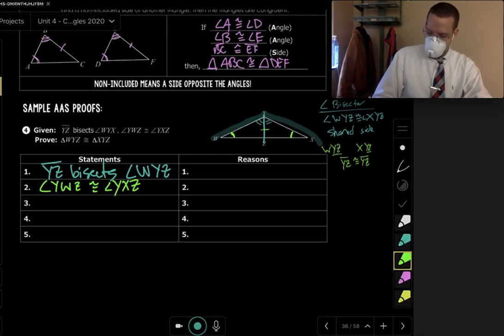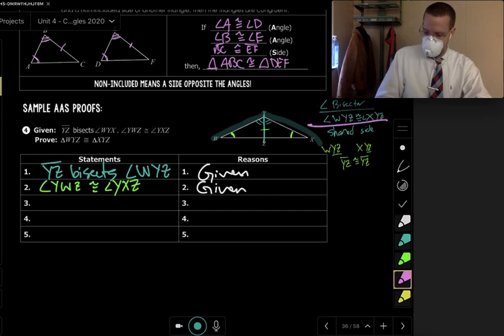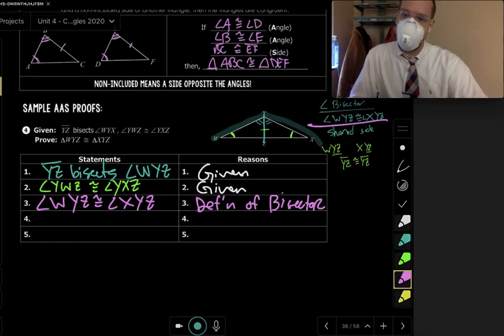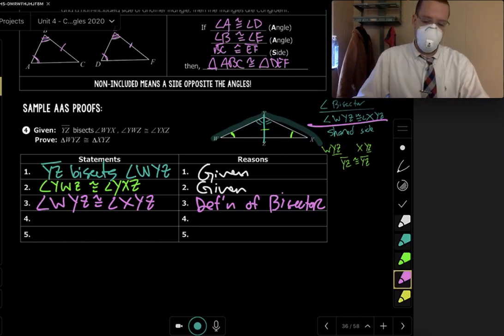So here we go. Both of these things were given to us. So given. So we have our given information. And what did we say in our discussion? Well, the bisector made these two angles congruent because that's what a bisector does. So angle WYZ is congruent to angle XYZ. That is what a bisector does. That is the definition of an angle bisector. It cuts angles in half. It makes them congruent. So whenever we do see a bisector, we have to look for those angles that are cut in half, that are congruent.